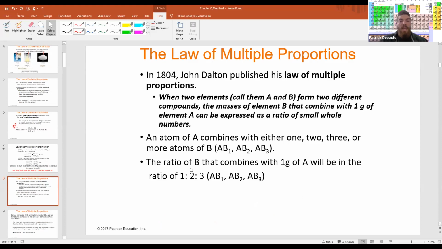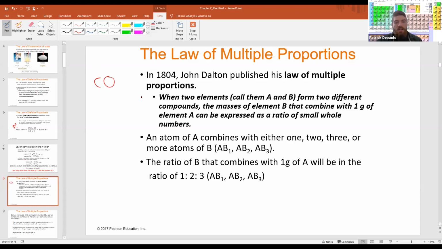Now, personally, I hate this law because it's really tough to teach, and also it's not really that important anymore. Well, it's still true, but it's not really that important. So here's my best explanation. When 2 elements, let's say we can use A and B, but we're going to use C and O, right?